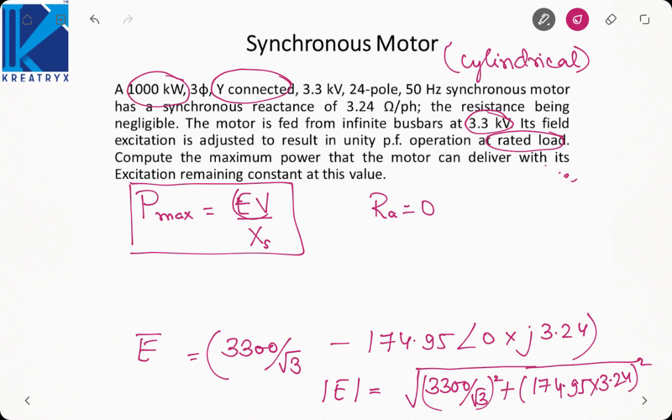And if you are using both the line voltages, you need not have a factor of 3. But if you are using phase voltages, it will be 3 E phase V phase upon XS. Once you have E phase, we already know V phase is 3300 by root 3. We can calculate the maximum power output by substituting the values. Is it fine? So, that is how we calculate the maximum power in a synchronous motor.